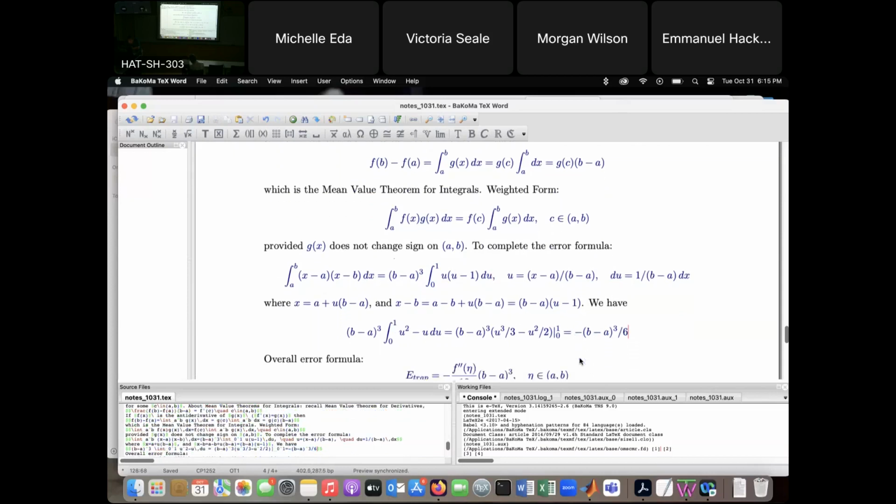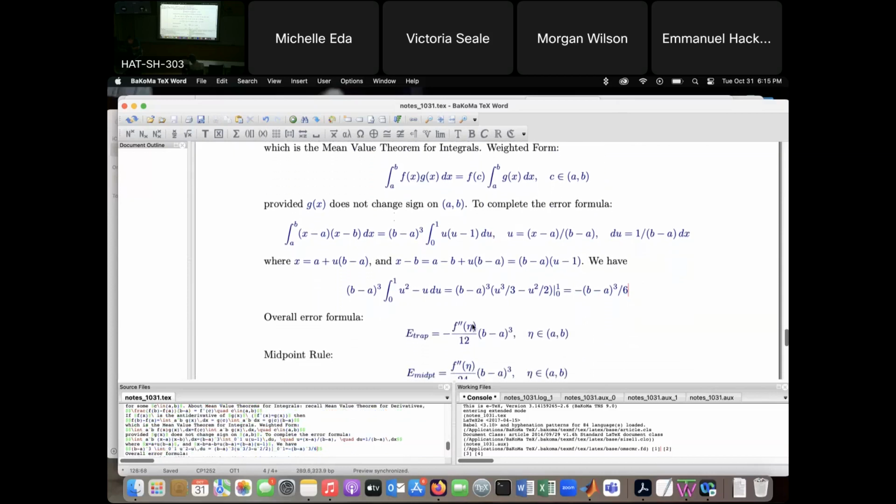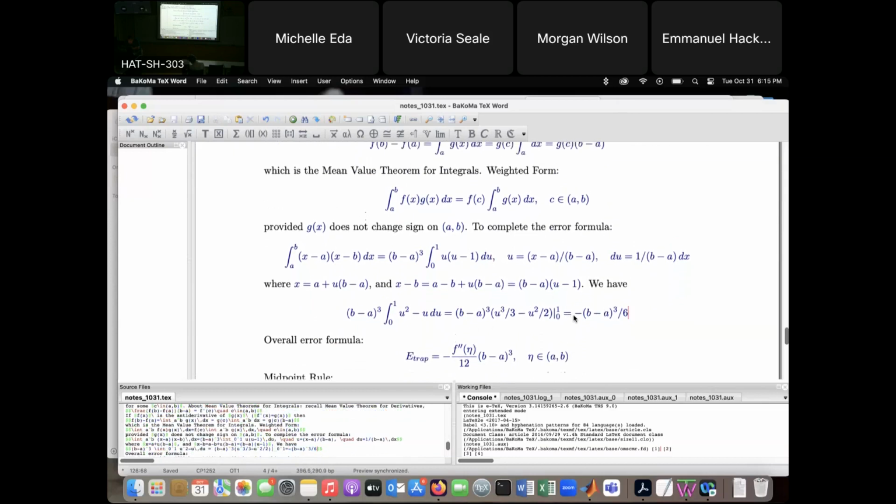So now, to get the overall error formula, I take this quantity, minus (b minus a) cubed over 6, and I multiply it by the second derivative at an unknown point over 2 that I had earlier. So this is the whole thing. It's minus the second derivative at an unknown point in [a, b], over 12, times (b minus a) cubed. So that's the error in the trapezoidal rule. Any questions about getting the error formula?